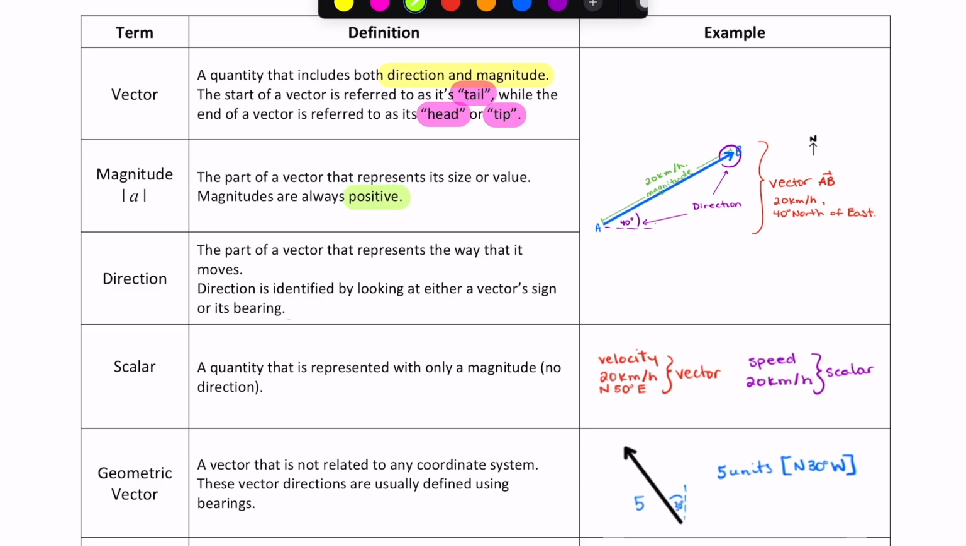And then direction would be the part of the vector that represents the way that it moves. So does it move forward? Does it move backwards? Does it move north? Does it move south? Those are all directions, and direction is identified by looking at the vector sign, or its bearing.